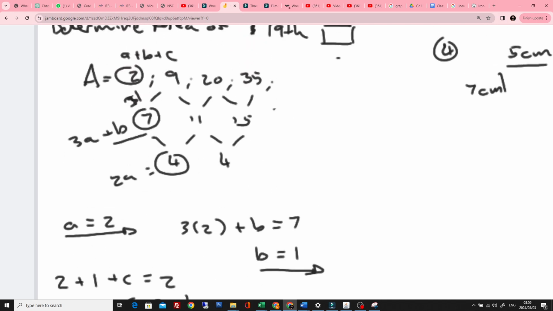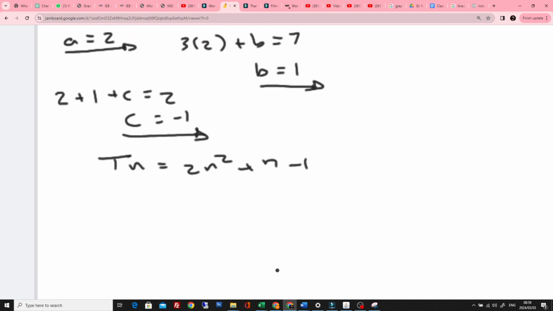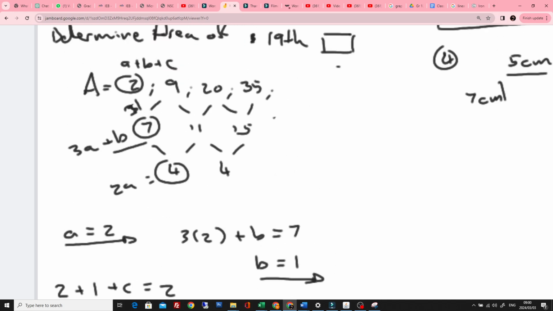We can test if it gives us our answers. So we can plug in 3, for instance, and say, okay, that's 18 plus 3 minus 1, that is 20, so it works out for term 3. Then we can try and calculate term 19, and we can say that would be 740 centimeters squared. So this is a different way of doing it.